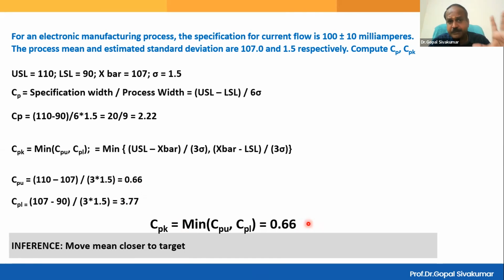Now, what is the remedy? Do you want to work on variation? Not required, because variation is very good. You see, you already have a good Cp. No need to work on variation, but you should work on the process center. So move the process mean closer to the target. That is the remedy. But how will you move? We will discuss in the boardroom. Statistically, the solution is offered. All of you understand?